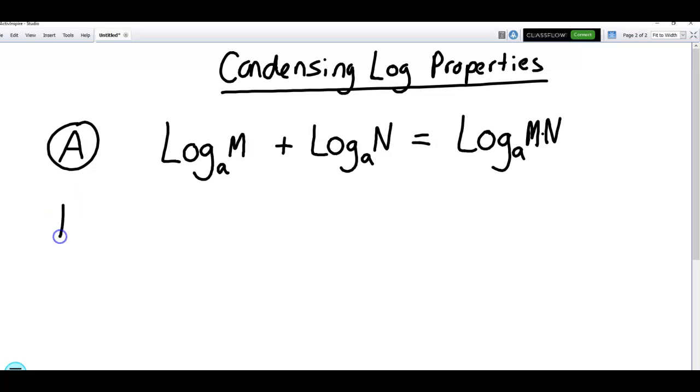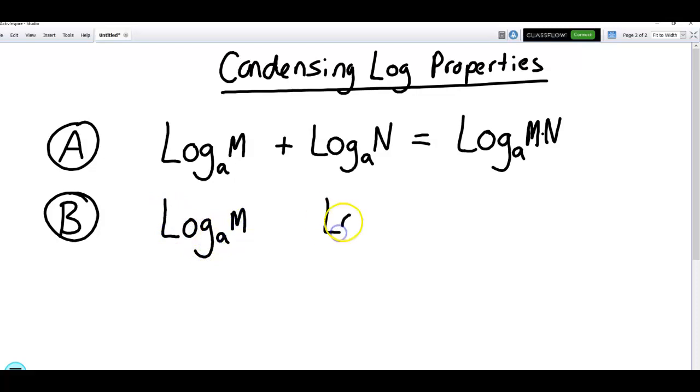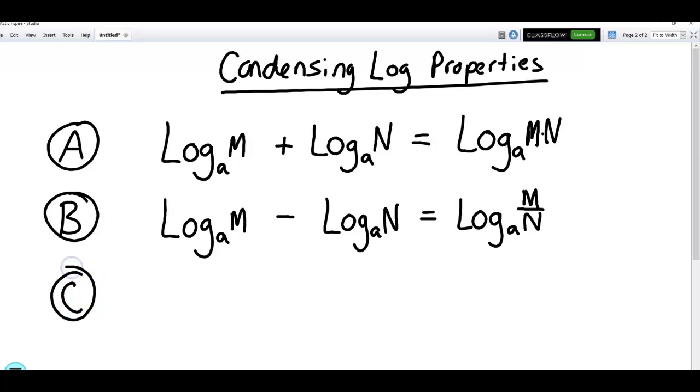The second log property, I'll call it property B. If you have 2 logarithms that are being subtracted from each other, then you can put those together as one logarithm if you divide this by this. So log base A of m over n.